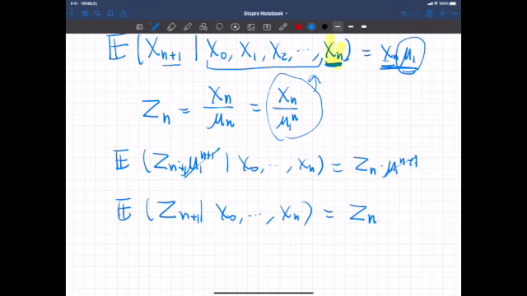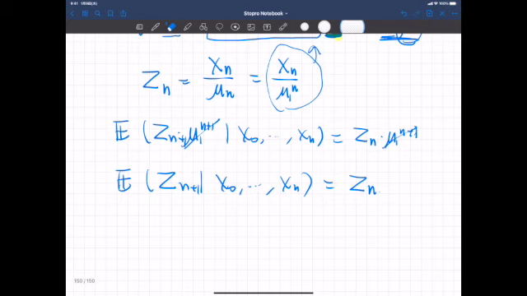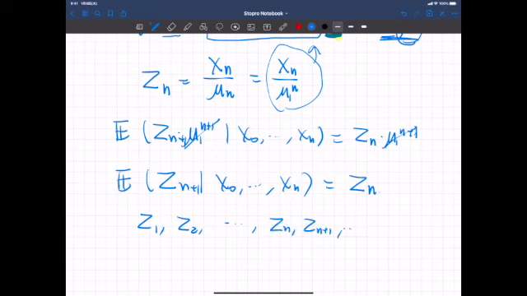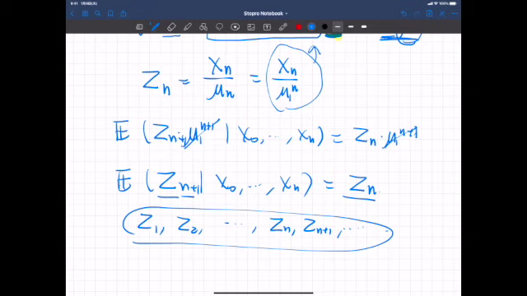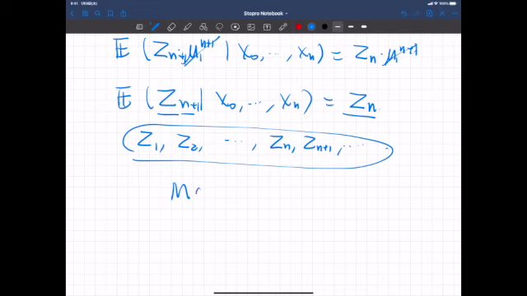Okay, so if we consider the sequence of random variables z1, z2, and so on, zn, zn plus 1, and so on, the conditional expectation value of zn plus 1 is the same as zn. So in a sense, the random variable doesn't change. If this holds, then we say this sequence is a martingale. So that's a martingale.